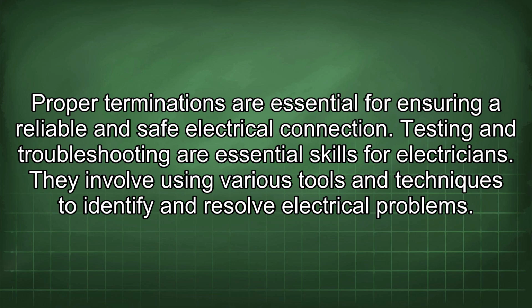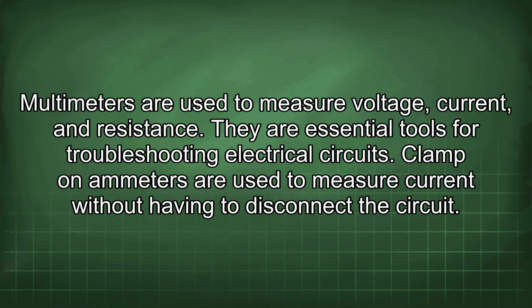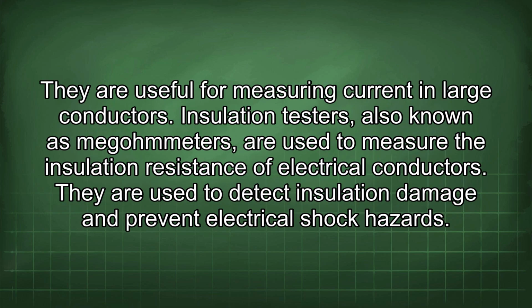Testing and troubleshooting are essential skills for electricians. They involve using various tools and techniques to identify and resolve electrical problems. Multimeters are used to measure voltage, current, and resistance. They are essential tools for troubleshooting electrical circuits. Clamp-on ammeters are used to measure current without having to disconnect the circuit. They are useful for measuring current in large conductors.